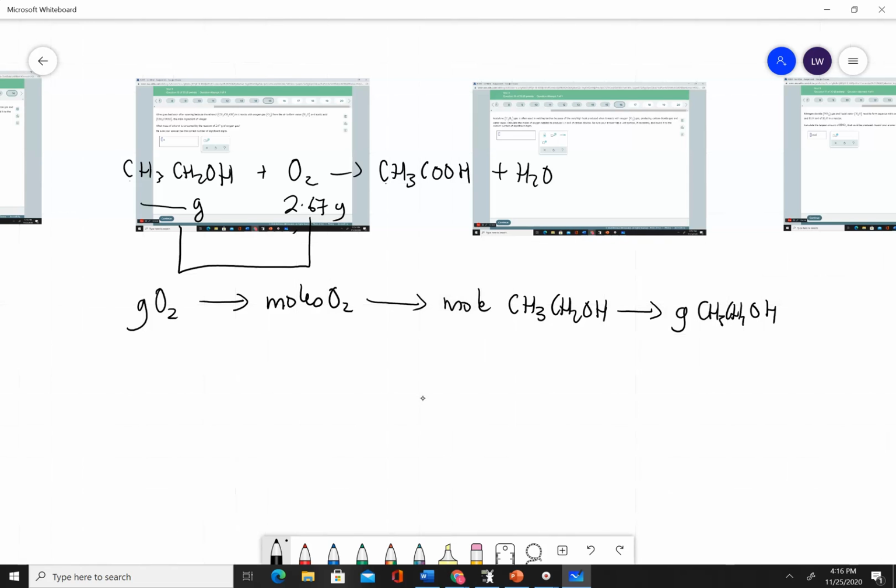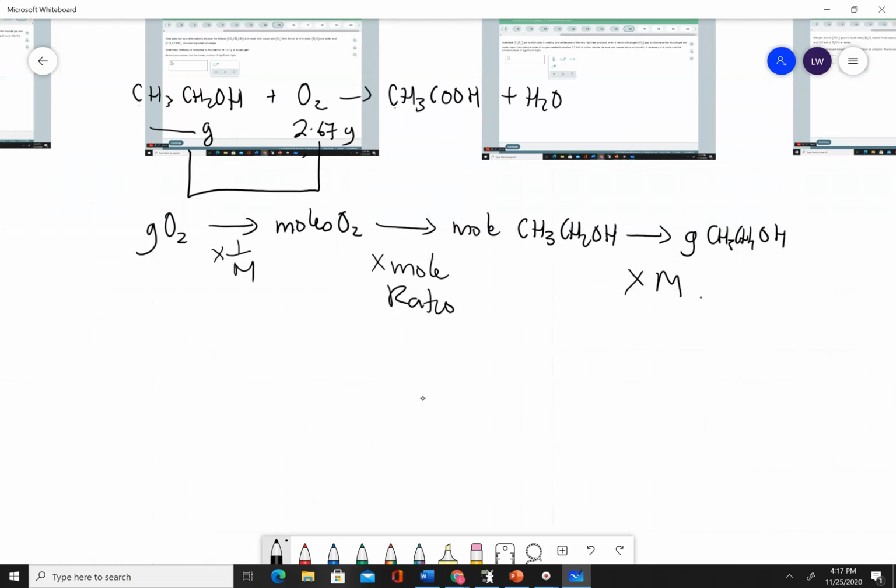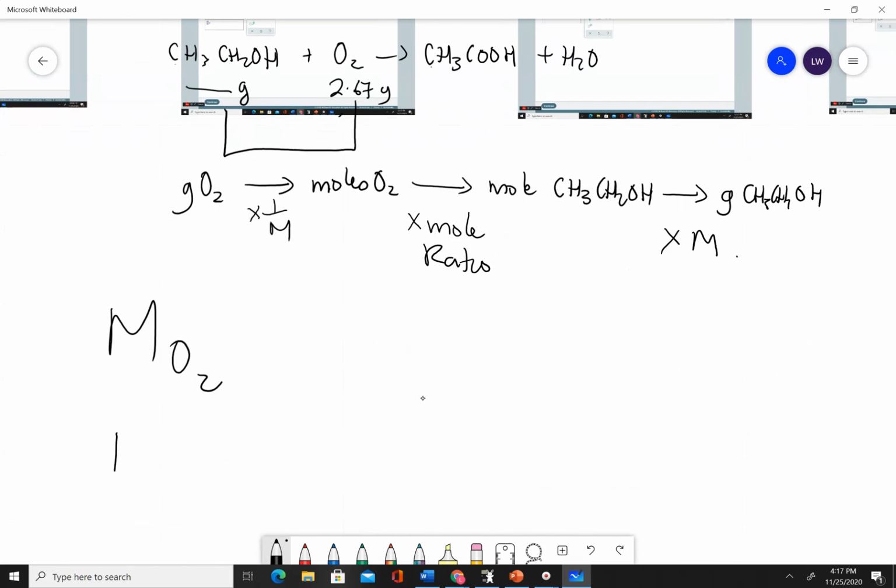The conversion factor between grams and moles is the molar mass, so we're going to multiply by 1 on the molar mass of O2 there. To go from moles of O2 to moles of ethanol, we're going to multiply by our mole ratio. And then we want to go from moles of ethanol to grams of ethanol, so again we're going to multiply by our molar mass. So we need 2 molar masses here. We need the molar mass of O2, and we also need the molar mass of our ethanol.